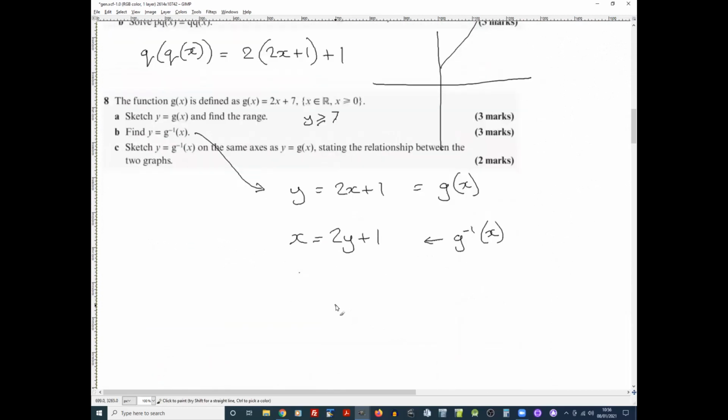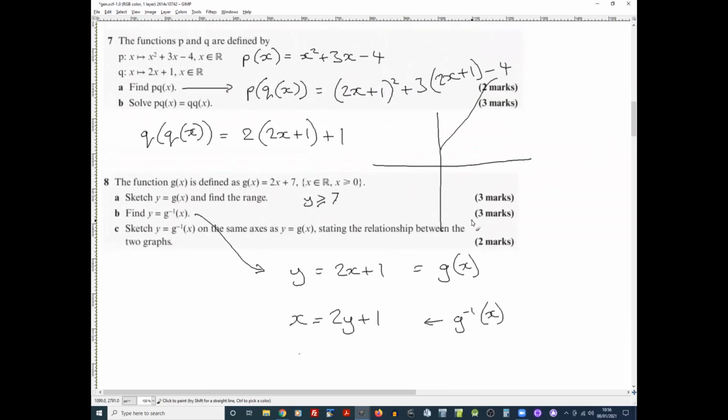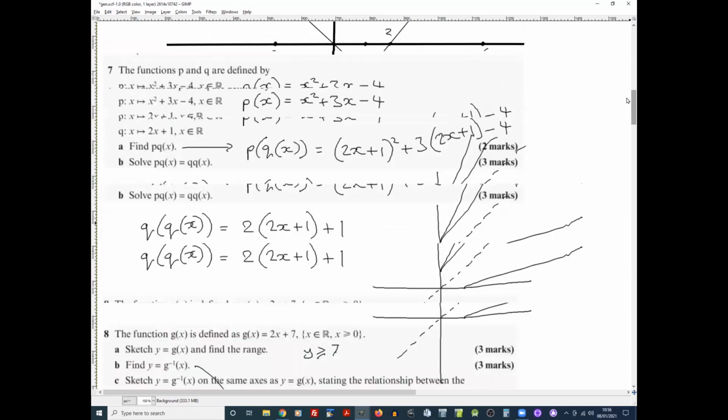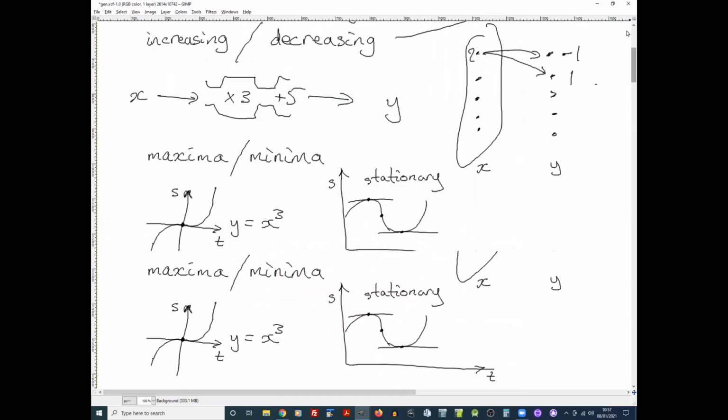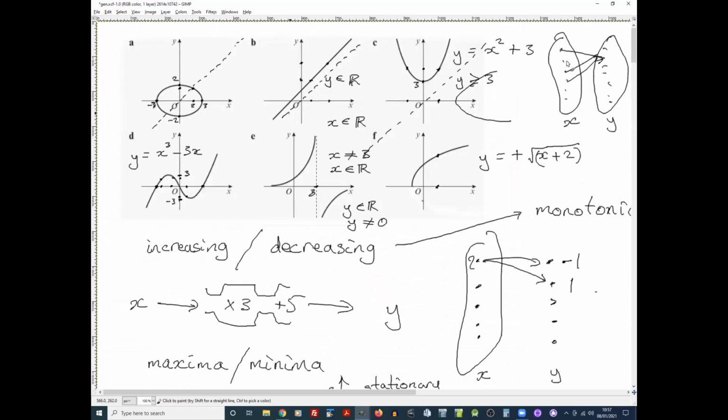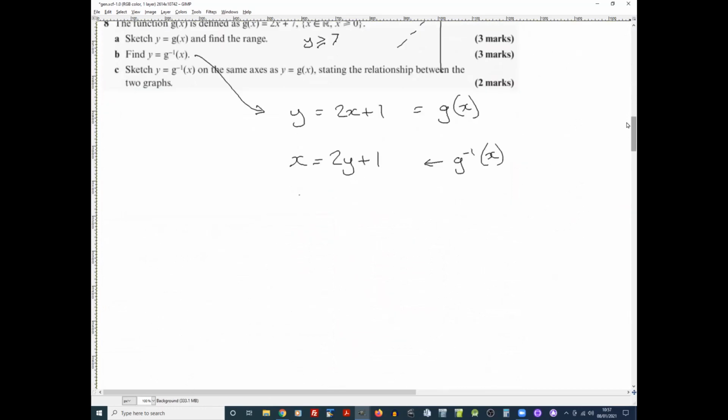So sketch the inverse on the same axes, stating the relationship between the two graphs, would just be a matter of reflecting it in y equals x. Now, my graph was very rough and ready. It was hardly a straight line, let alone having a constant gradient of 2. But if it was a constant gradient of 2, then you would find that. Anyway, same thing here really.